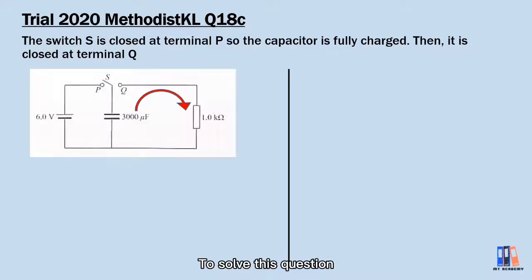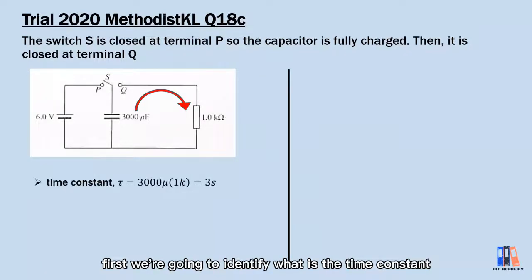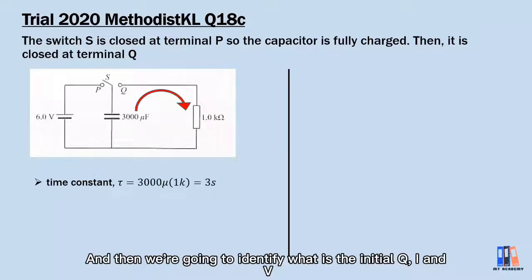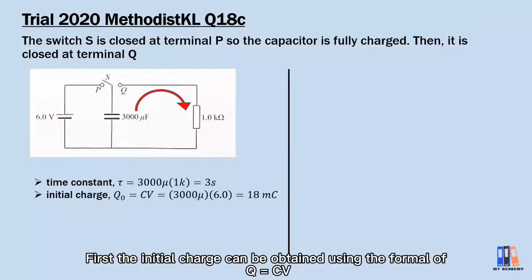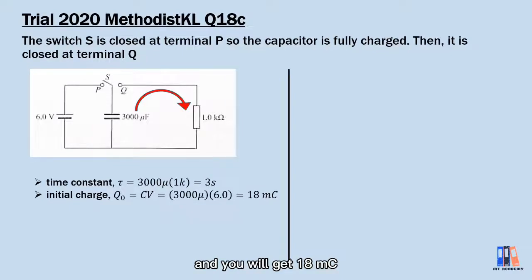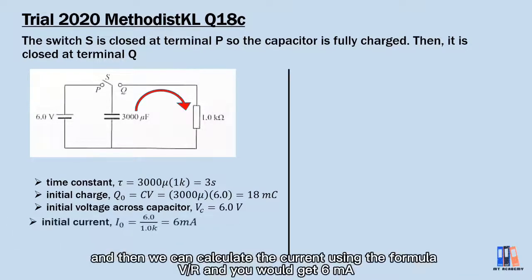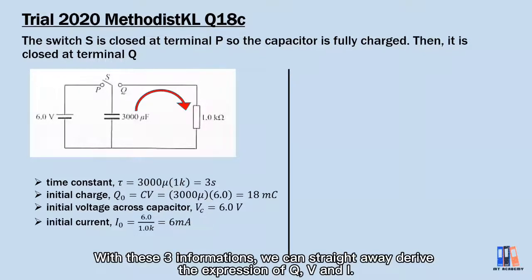To solve this question, first I'm going to identify the time constant, where tau equals RC. So we will get 3 seconds. And then we're going to identify the initial charge, initial current, and initial voltage. First, the initial charge can be obtained using the formula Q equals CV, and you will get 18 millicoulomb. As for the voltage, the capacitor voltage is the same as the EMF of the battery when it is fully charged. And then we can calculate the current using the formula V divided by R, and you will get 6 milliampere. With these three pieces of information, we can straight away derive the expressions of Q, V, and I.